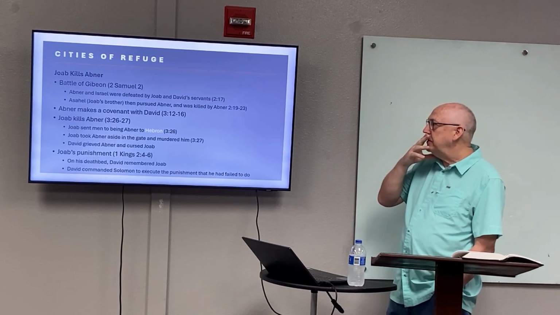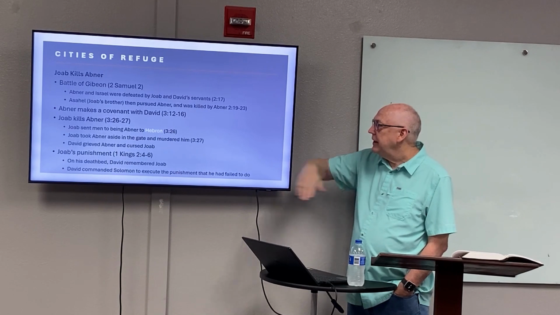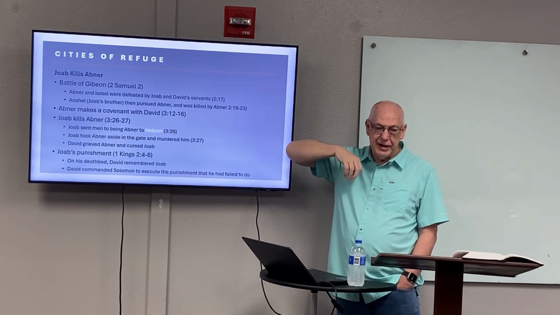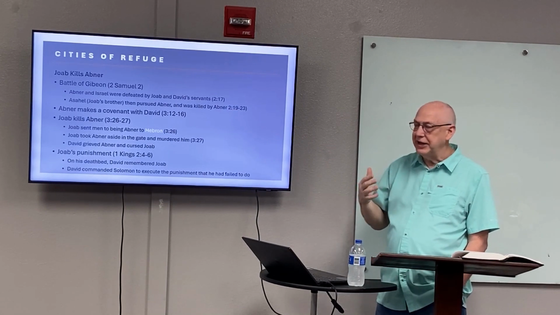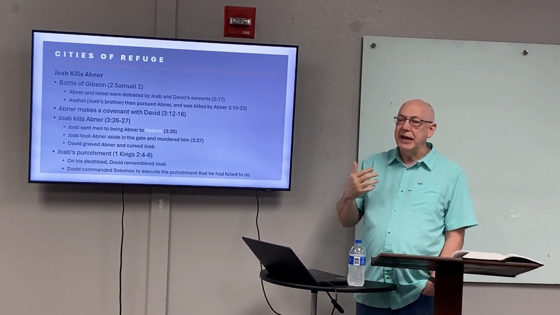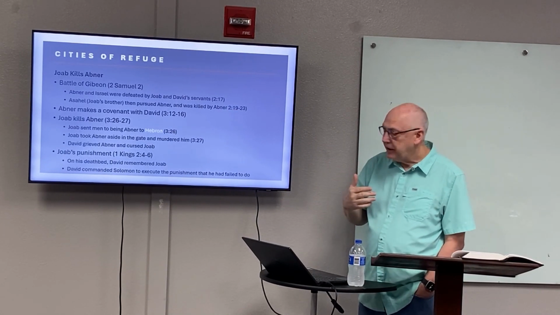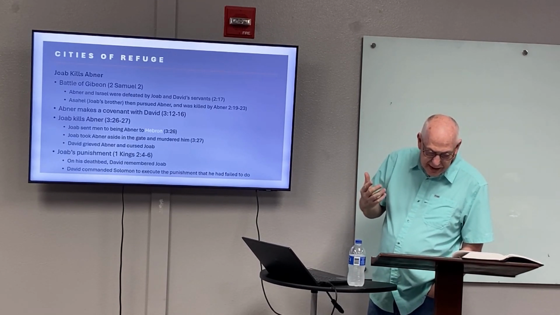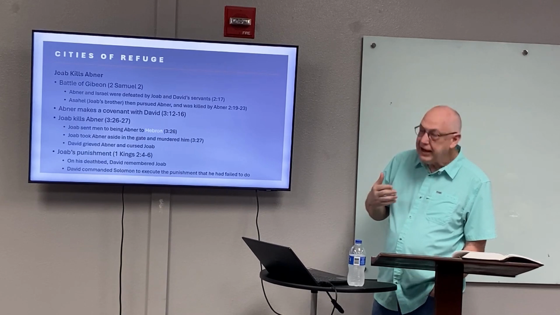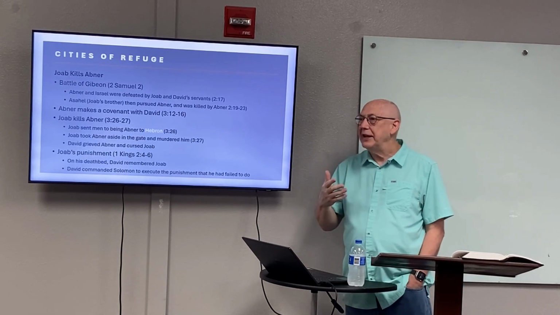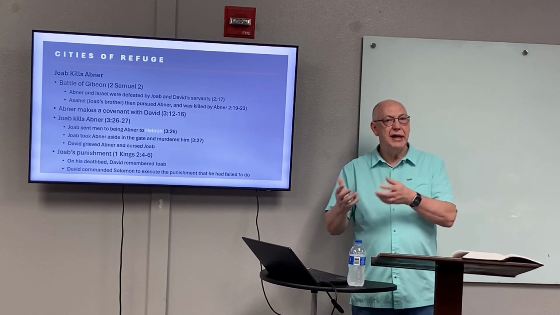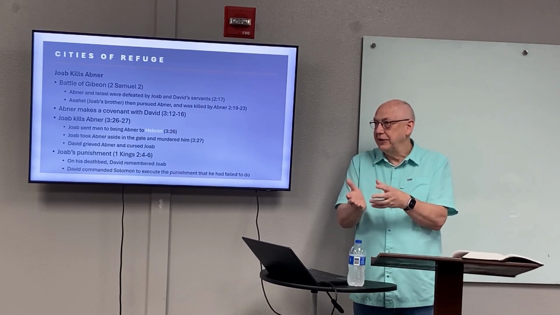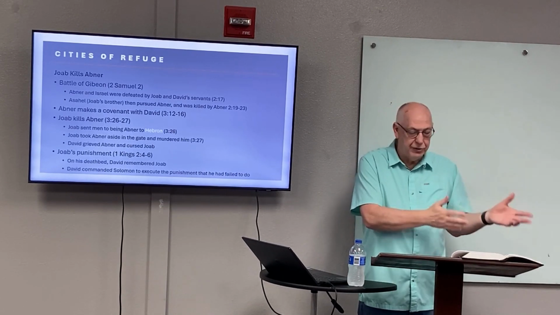In chapter 3, we continue down, and chapter 3 starts off with Abner in the house of Saul, and he takes one of Saul's concubines, Rizpah, as his wife. And that is traditionally seen as a claim to the throne; you don't take the king's wife or the king's concubine if you're not in line for the throne.